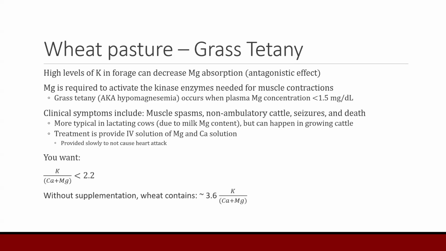Prevention: we want to have the total diet potassium to calcium plus magnesium ratio to be less than 2.2. Okay. Without mineral supplementation, using what's in the calculator, we are at 3.6. Okay. Now there's going to be a range in what that number is for a given wheat pasture. However, it's always going to be at risk, especially for cattle who are just introduced into that system. Okay.